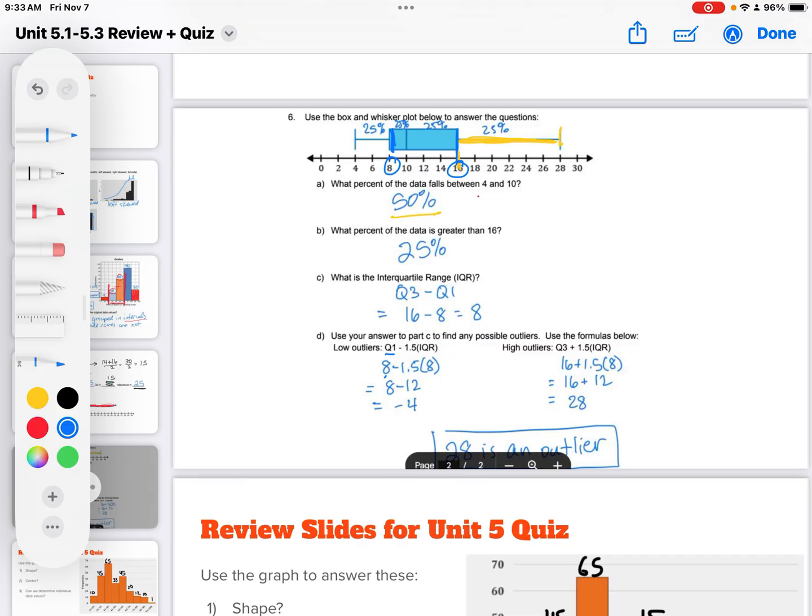In this case, we didn't have any. On the upper end, we're going to take our Q3 and add 1.5 times the IQR. So in this case, that would be 16 plus 1.5 times 8. That gives us 16 plus 12, which is 28. Since we did have a data value that was exactly at 28, 28 actually ends up being an outlier. Okay.